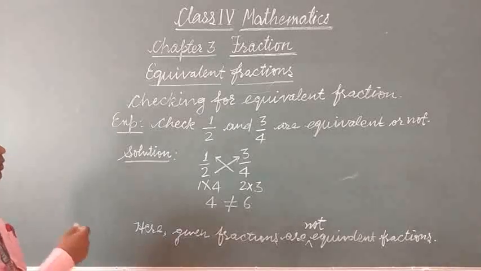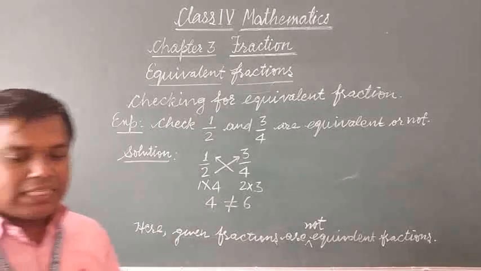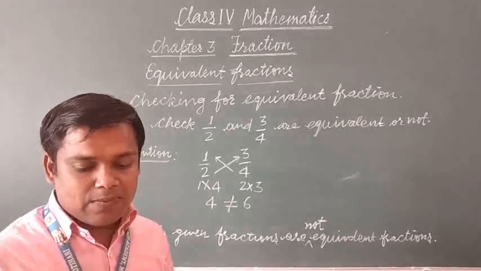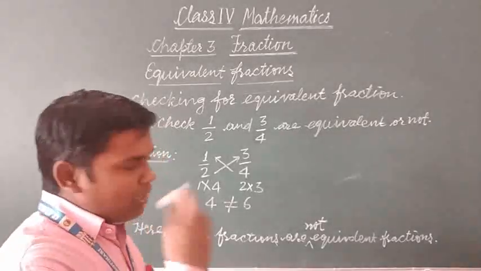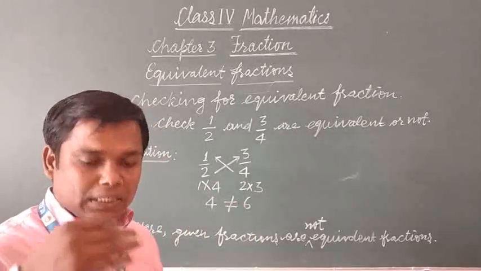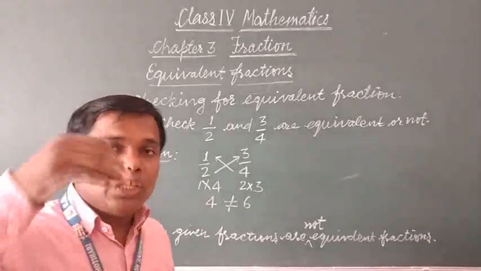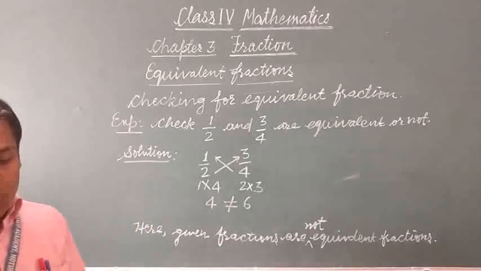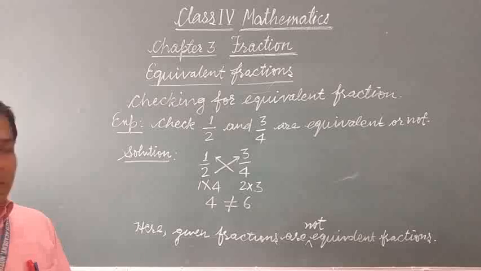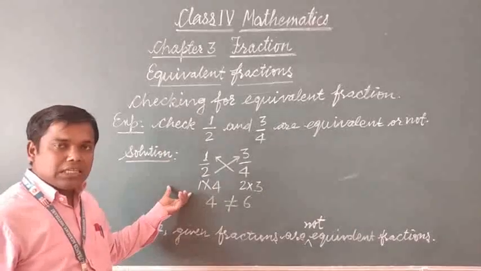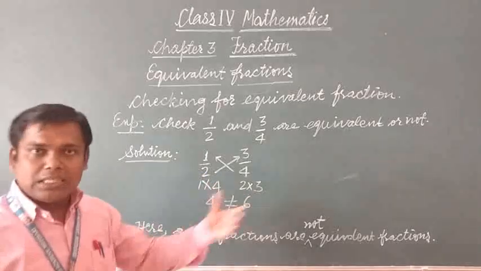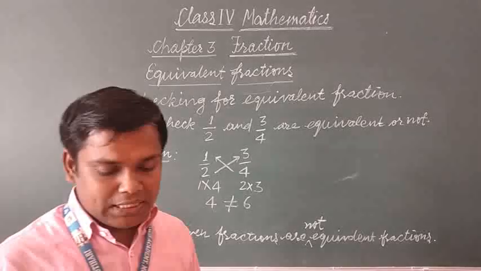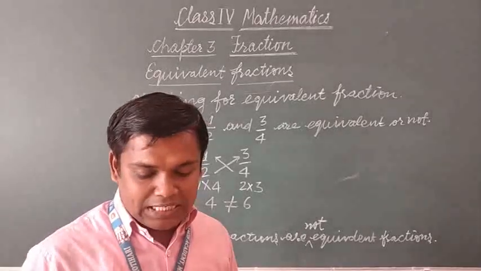Now, on behalf of this discussion, you have been given questions in exercise 3.2. The first question is to write down the next 5 equivalent fractions for each of the following. You can easily write by multiplying the same number to the numerator and denominator. The second question is, which of the following pairs are equivalent or not? On behalf of this example, you can easily write whether the given fractions are equivalent or not. The third is, fill in the boxes to make the statement true.